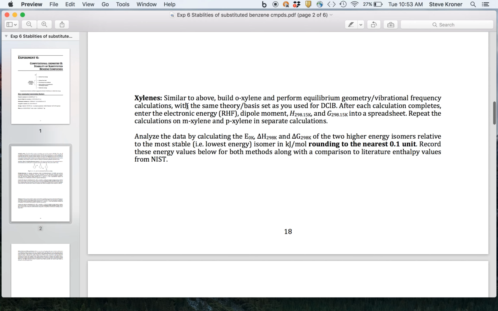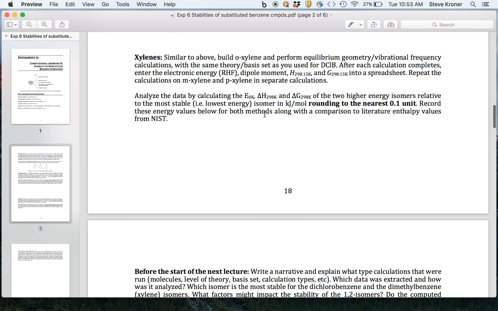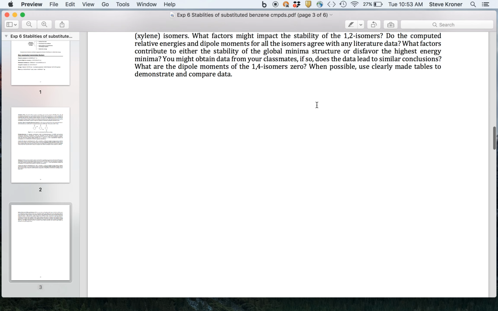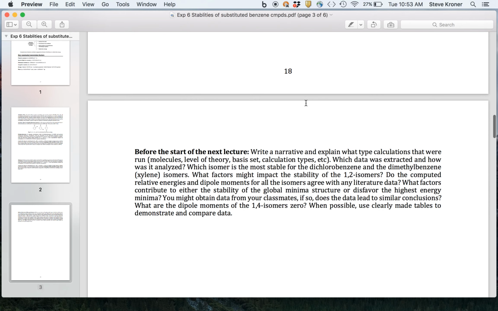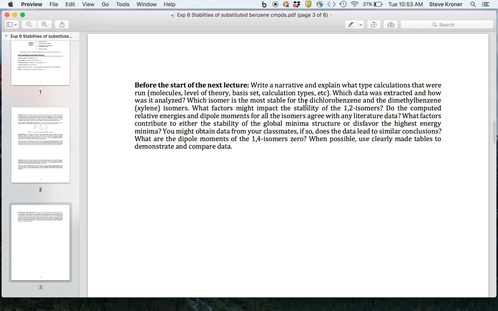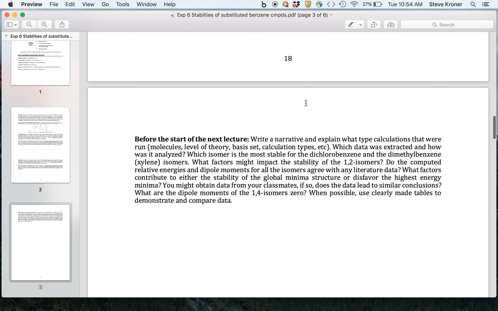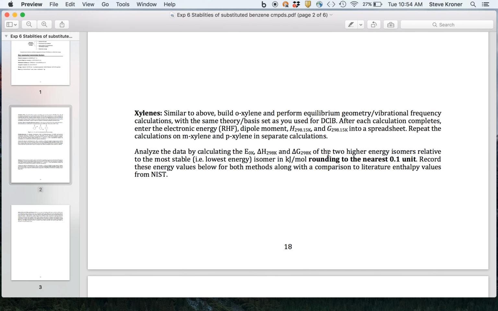Okay, so then we'll also look at the xylene isomers. So xylene is just the dimethylbenzene. So you'll build the ortho, meta, and para xylenes, and then evaluate also their delta E's, delta H's, and delta G's. And so then before the next lecture, those activities are the day one activities, and then you'll write a quick narrative explaining what types of calculations you ran, and then what the relative energies are, really pointing out which isomer is the most stable for those compounds.